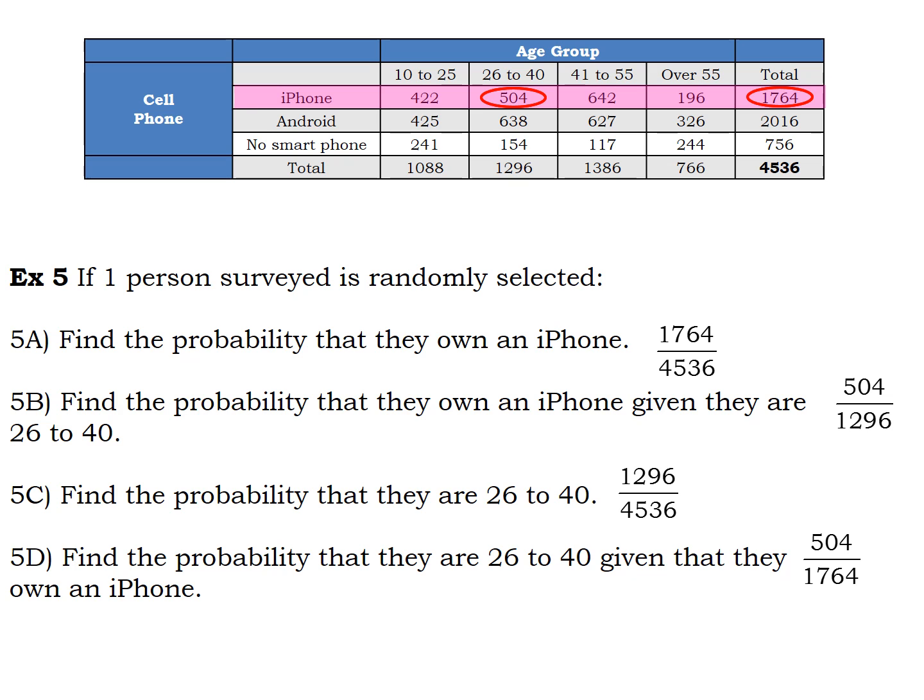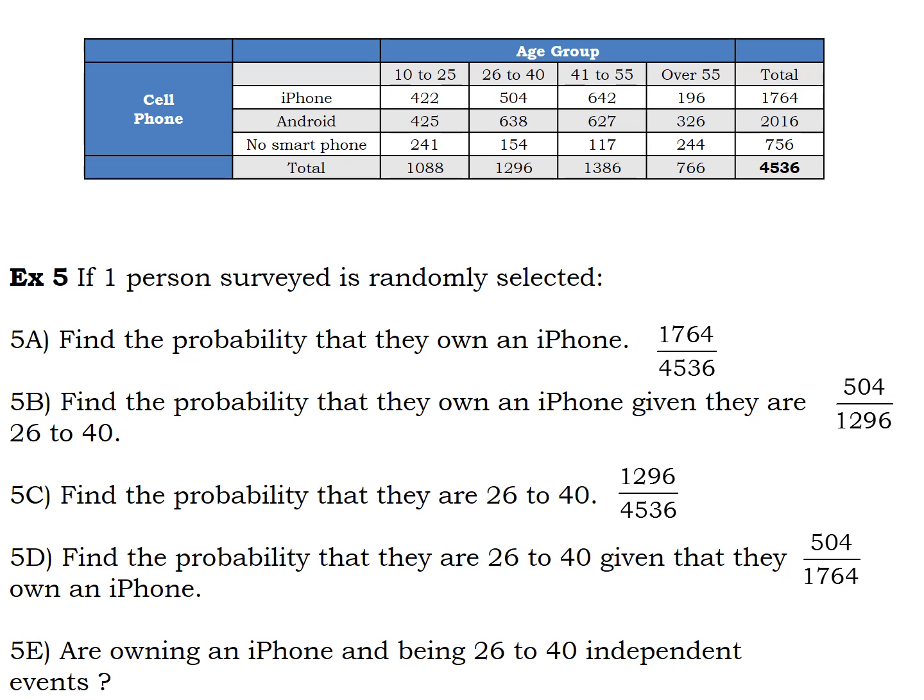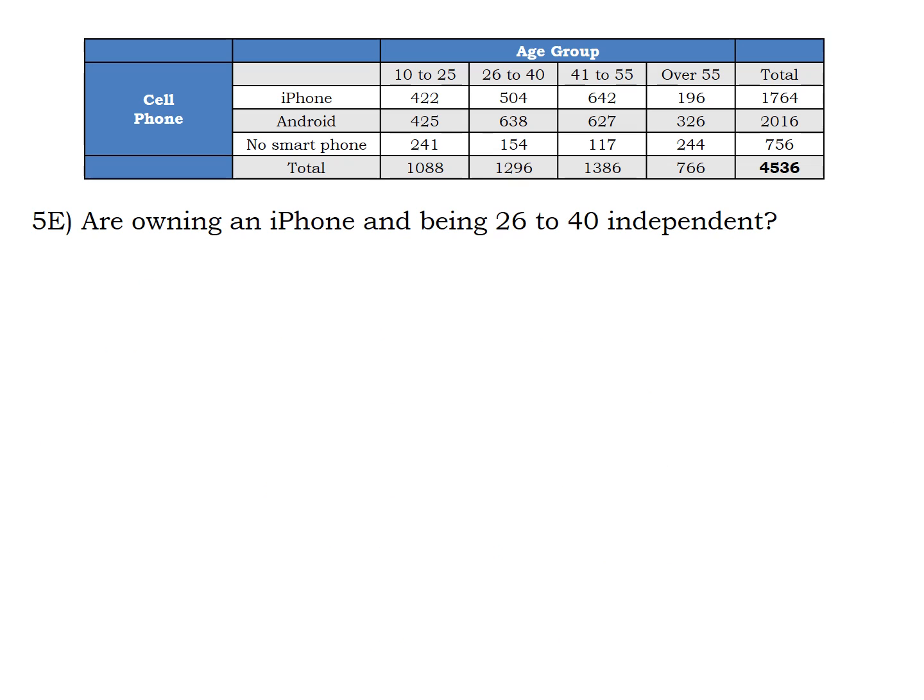Okay, so here we have two of our conditional probabilities along with the individual probabilities of owning the iPhone and being in the 26 to 40 age group. So the question I have is, based on these results, we can determine whether or not owning an iPhone and being in the 26 to 40 age group are independent events. So to do that, we need to look at the probabilities that we just calculated and relook at the rules for being independent events.